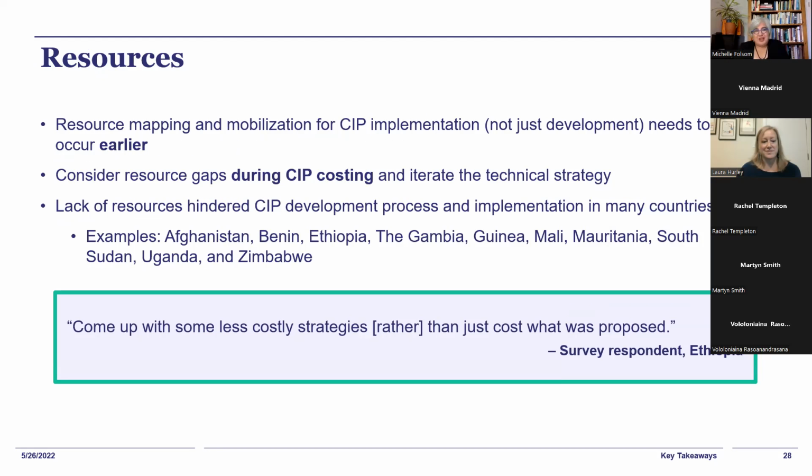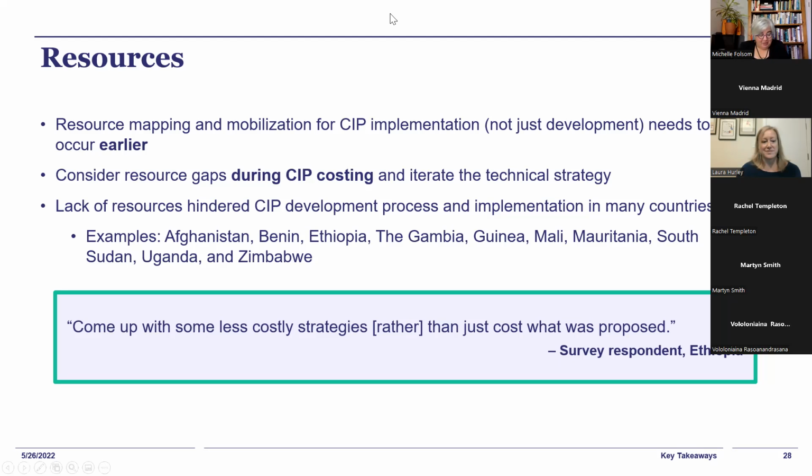Resources, again, a tremendous challenge. We need to be thinking about resource mobilization across the entire exercise. You can't wait until the end. We need to think about resource mobilization first for how are we going to fund and make the CIP happen. And then we also obviously need to be thinking about resources to actually implement and execute the plan once that's in place.